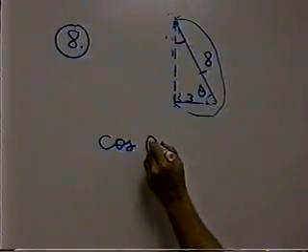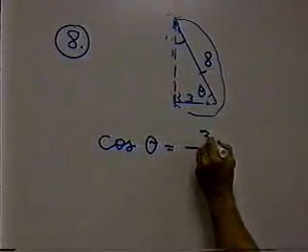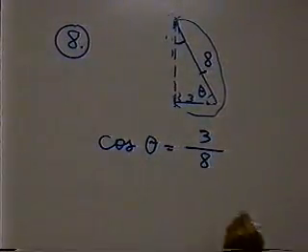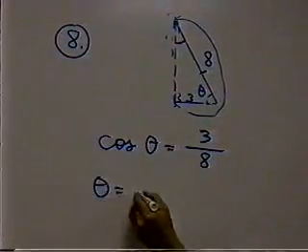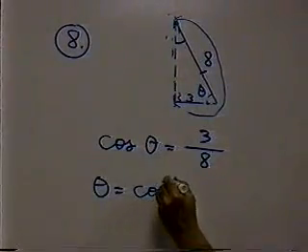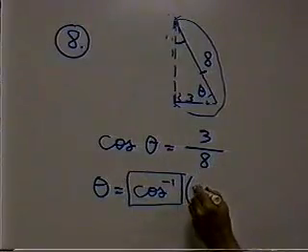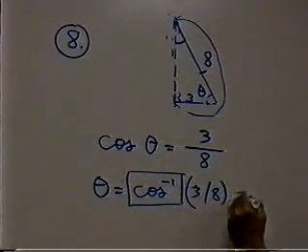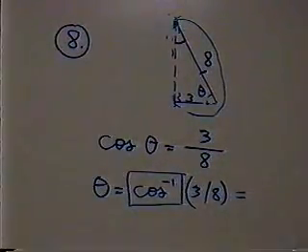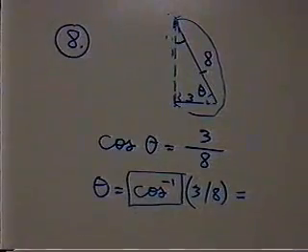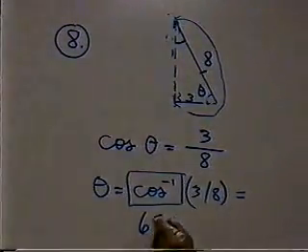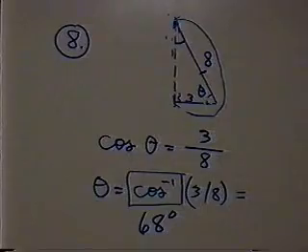Cosine of theta is side adjacent over the hypotenuse. Therefore, theta is what now? Let's do it all in one step. Theta is the inverse cosine of 3 divided by 8, enter. Okay? And we get that to be 68 degrees. Just round it off, all right?